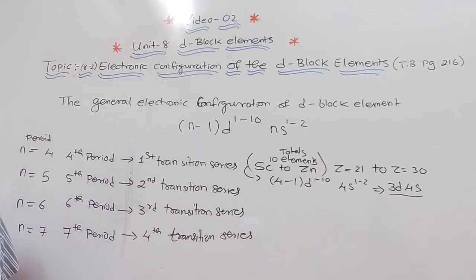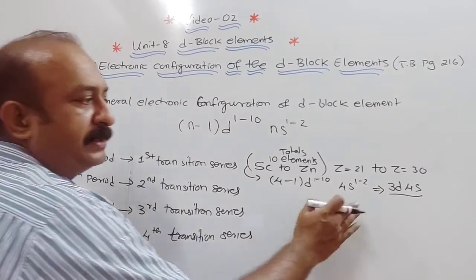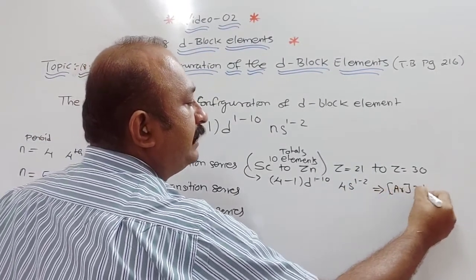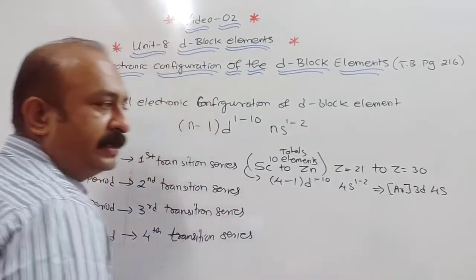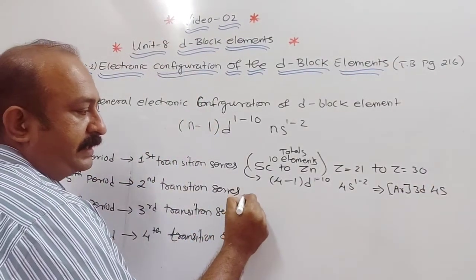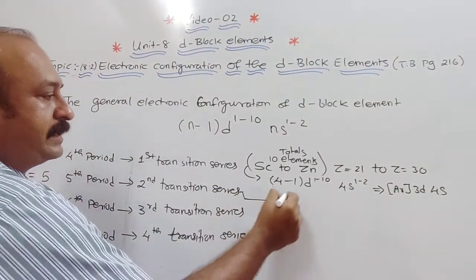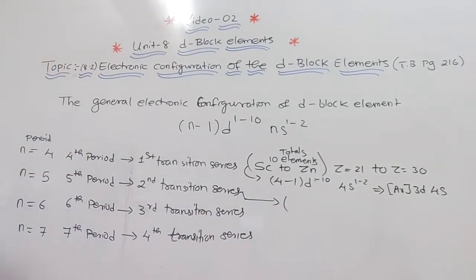For the first transition series, argon will be the common core. I will explain that. Ar 3d 4s, like this it is. Understood? Then I am going to talk about the second transition series. Now, when you see in your book, it starts from, just a minute.